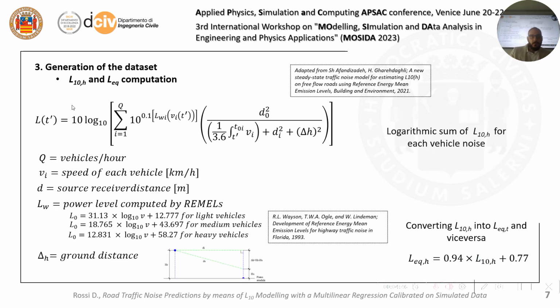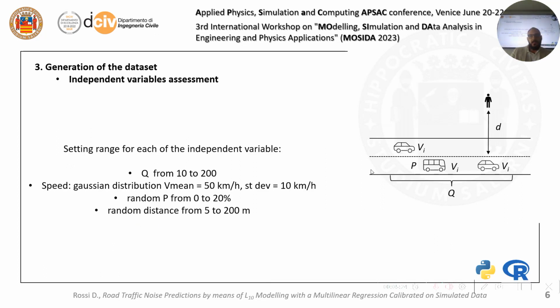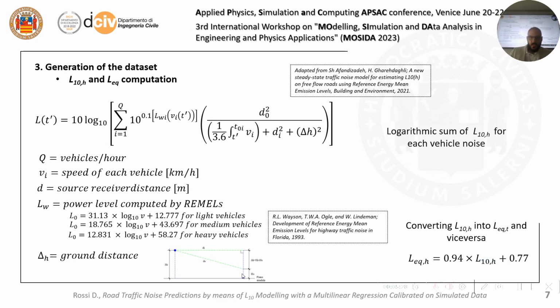Then we chose to compute the L10, which is the noise level, with this formula that we adapted from an original work that is cited here. And here you can see all the parameters. So again, vehicles per hour, each vehicle's speed, and the distance between the source and receiver. This is very important: the power level, which is computed with a peculiar noise emission model. Again, we chose this model, but we could have chosen whichever model we wanted. And then the distance between the source and the receiver. This is not the linear distance, but you also have to take into account the height of the receiver.